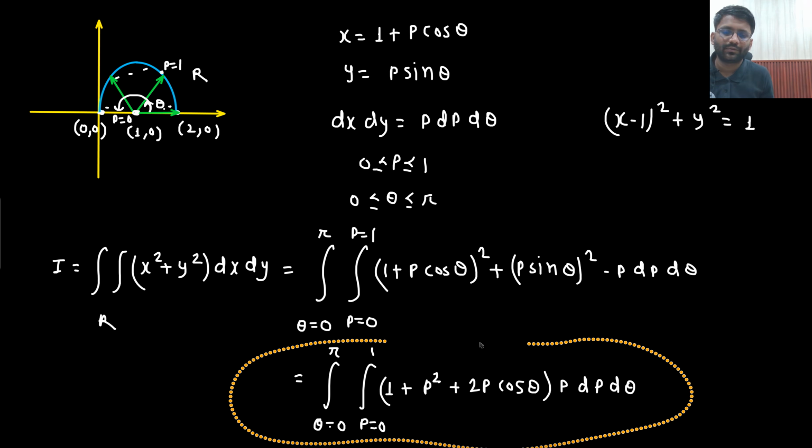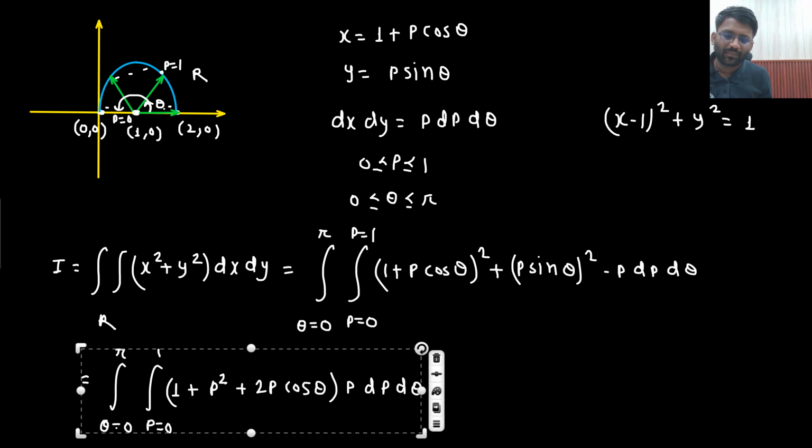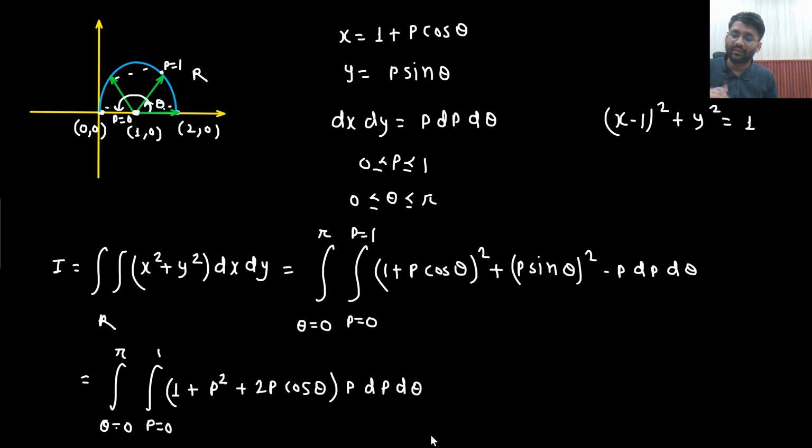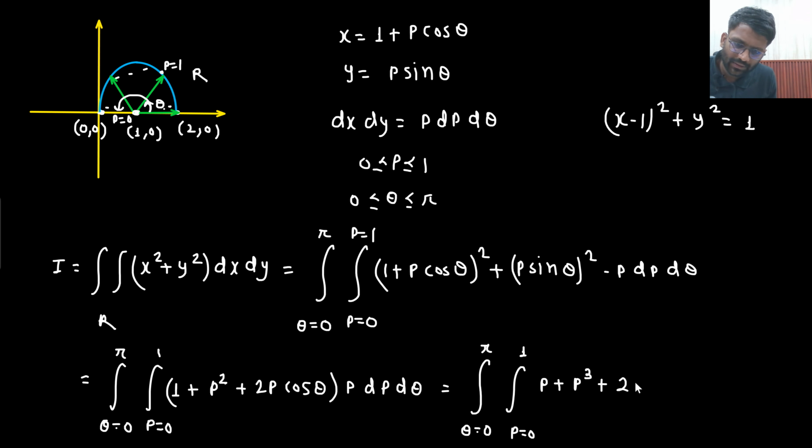P going from 0 to 1. Okay, theta equals 0 to pi, p going from 0 to 1, p plus p cube plus 2p square cos theta, dot dp and then d theta.